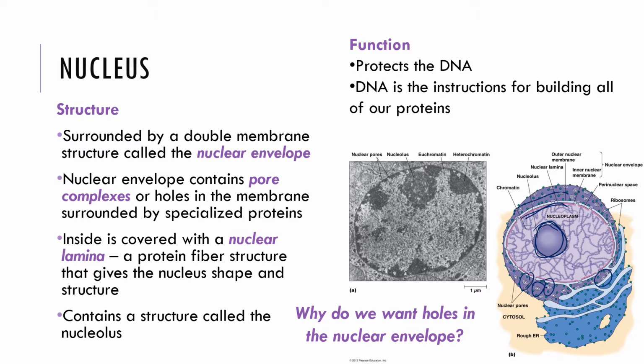Now, why do we need a nucleus? What does it do? It protects the DNA. It creates a very perfect environment where DNA has no enzymes that are going to degrade it. It can't possibly come into contact with an unstable environment. Everything inside the nucleus is highly controlled. So it protects the DNA, which is our instructions for doing anything else in the cell. It's highly important that we keep it separate.